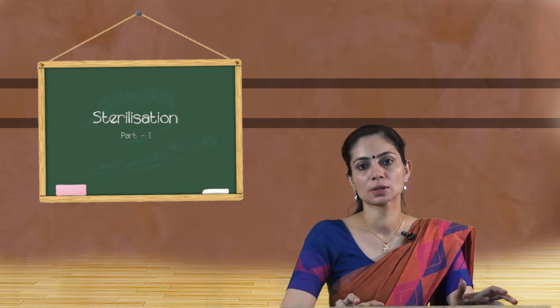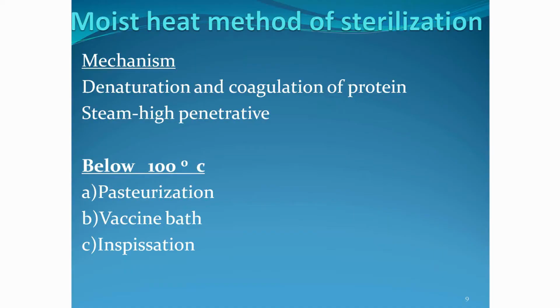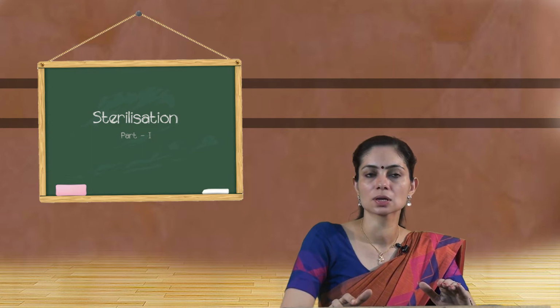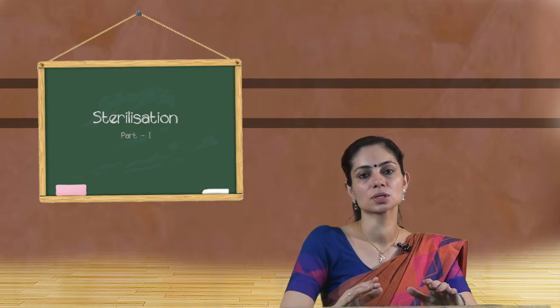Coming to the moist heat method of sterilization. The second method of sterilization using heat is the moist heat method. The mechanism of moist heat sterilization is denaturation and coagulation of protein, and steam, which has high penetrating power, can sterilize better. Compared to the dry heat method, the moist heat method can kill most organisms. But moist heat sterilization techniques depend on the temperature.